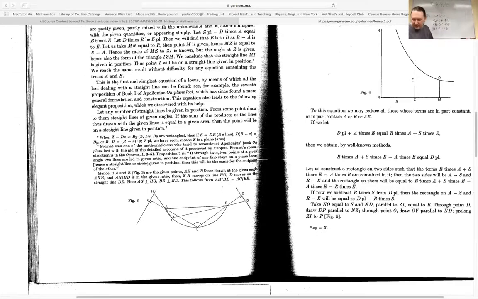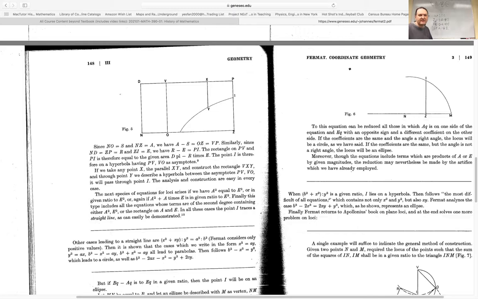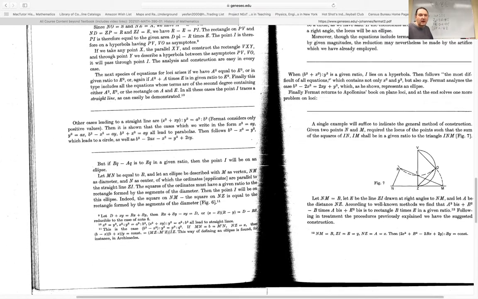All right. We'll talk about one more of these before we move on, because we do have lots and lots and lots of other things to do. All right, the next thing that he has here is if BQ minus AQ is to EQ in a given ratio, then the point I, that is the point, what is the point I? It's the point with coordinates A, E. Remember, you would say X, Y. Fermat says AE. So I is the point with coordinates AE.